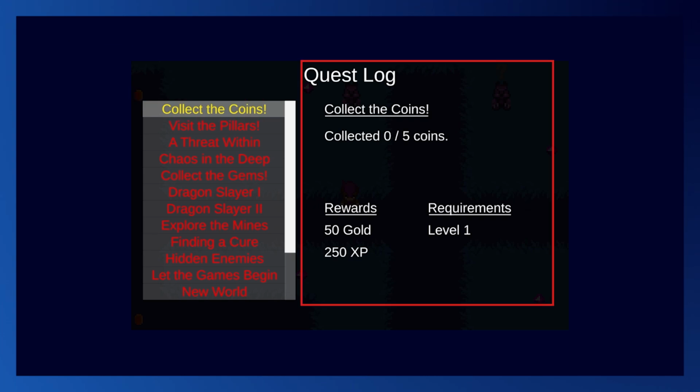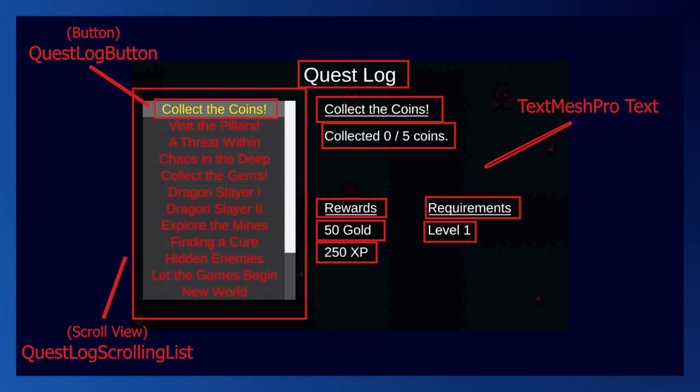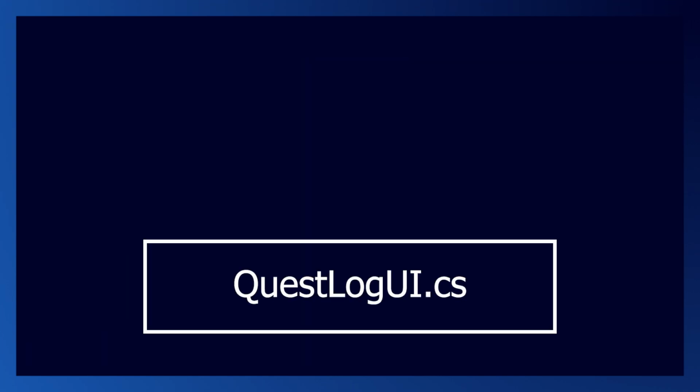Then on the right hand side, it's quite a bit easier because all of these pieces will simply be TextMeshPro text objects. And so that pretty much does it for all of these smaller individual pieces. So next, to tie all of those pieces together, we'll create a script called quest log UI.